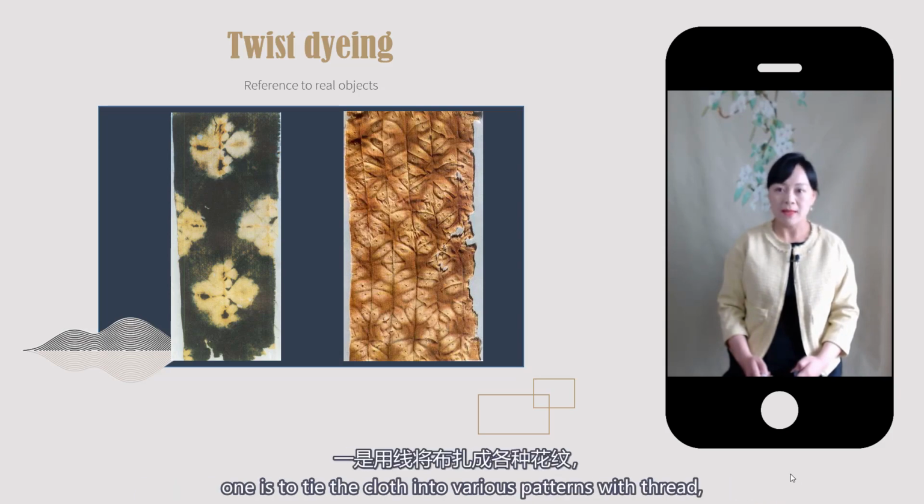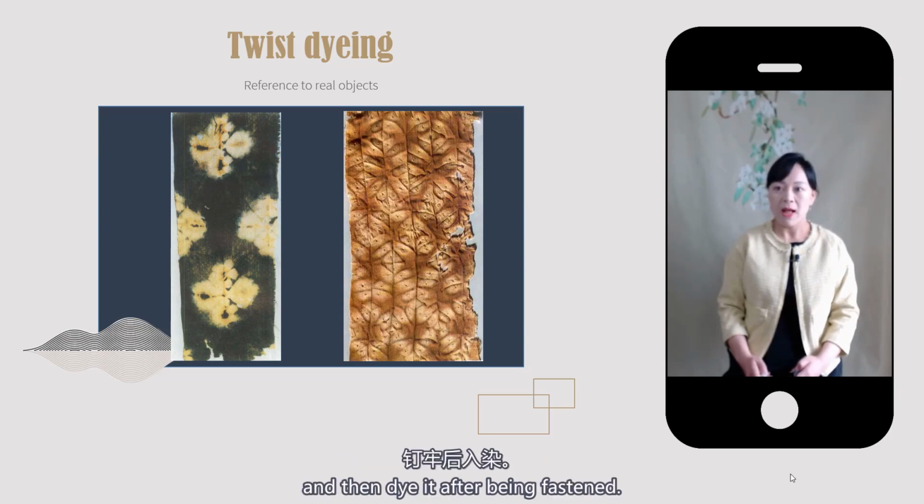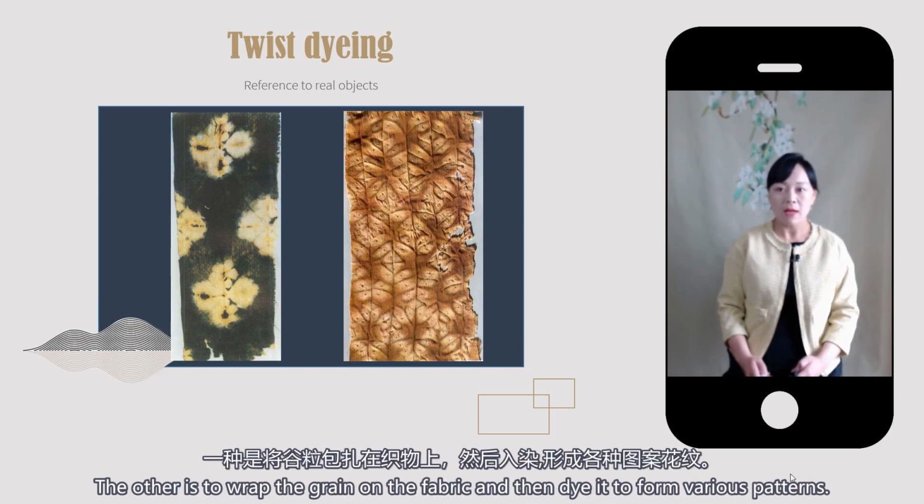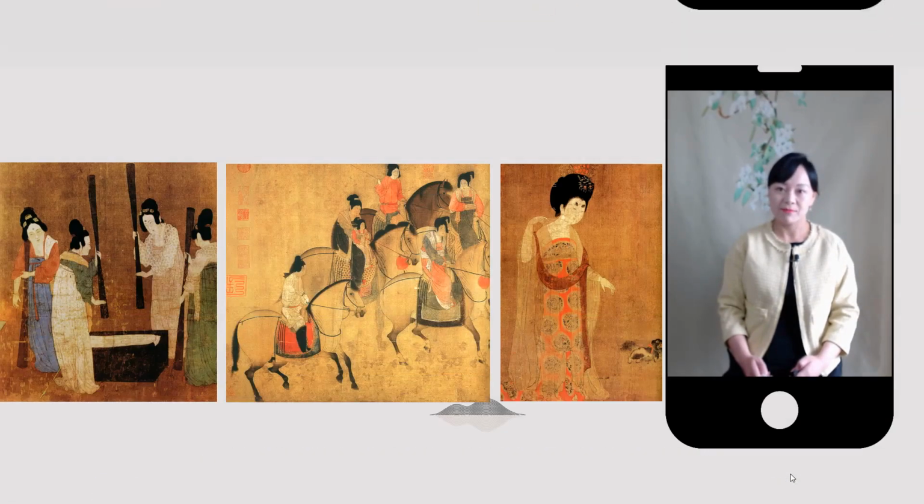One is to tie the cloth into various patterns with thread, and then dye it after it is fastened. The tied part cannot be dyed, forming a white flower pattern with a halo effect. The other is to rub the grain into the fabric and then dye it to form various patterns.